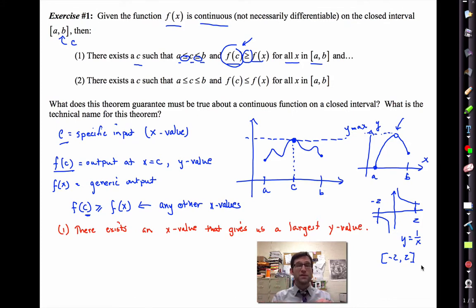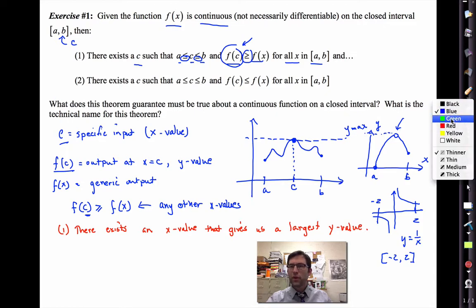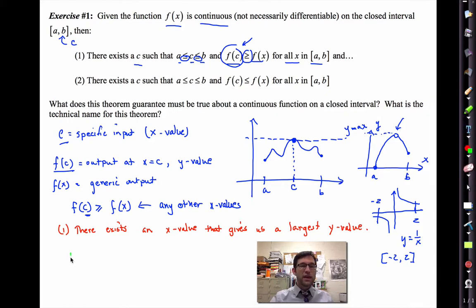Number two in this theorem just basically is the minimum case, right? So there exists an x value, a specific x value, where the y value is smaller than all other y values. This theorem does have a technical name. Here, I'll put it in green. This is the absolute min-max theorem.